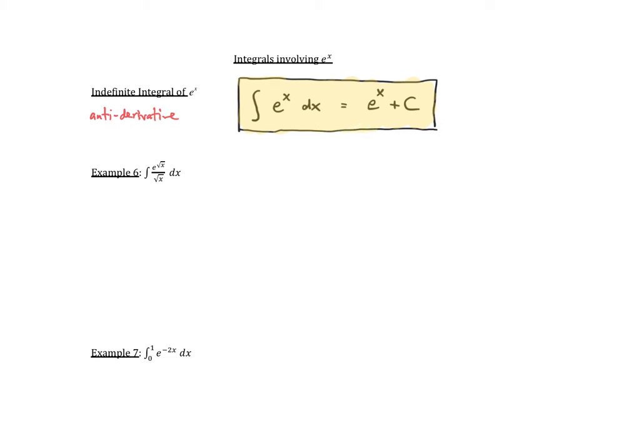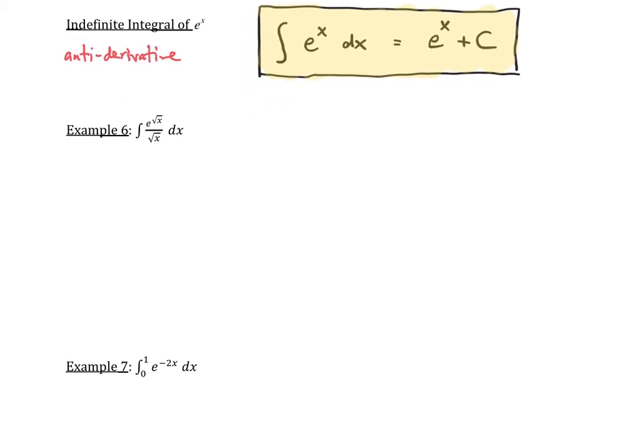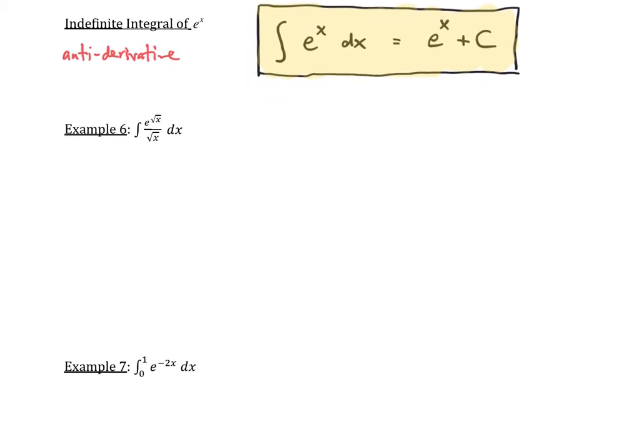And let's take a look at an example. So let's take a look at example 6. One of the things that I like to do is convert my integrals from radical form into exponential form. So I'm going to write this as e to the x to the 1/2 power divided by x to the 1/2 power, like this. And then our variable of integration still stays as dx.